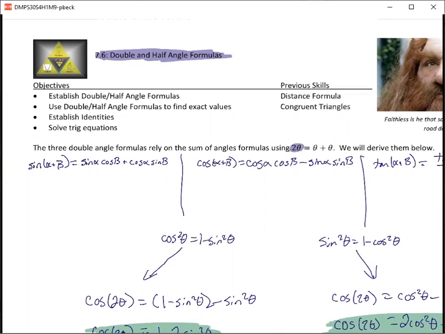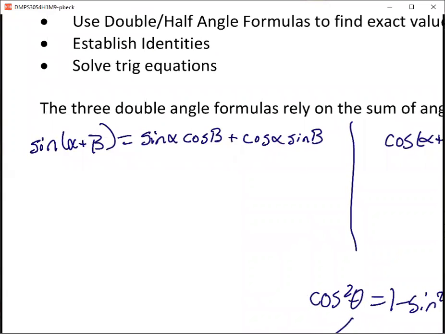Now, the reason why we call them the double and the half-angle formulas is because what happens if we want to know double of a certain angle? So when it comes to double of a certain angle, what we're going to do is use this idea that 2 theta is equivalent to theta plus theta. So we're going to start from our sum formulas for sine.